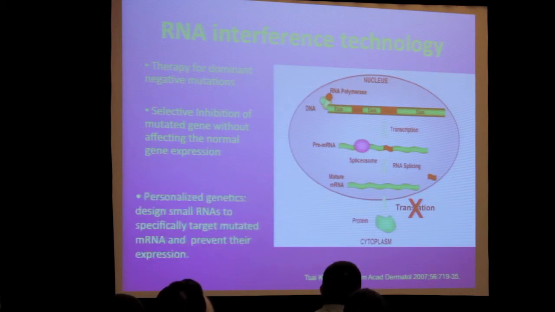And this is really a form of personalized genetics. And these small molecules, these small inhibitory RNAs, can be designed to specifically target the mutated messenger RNA and prevent their expression.